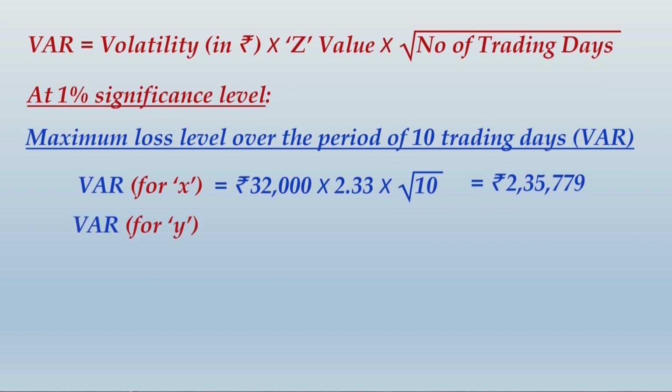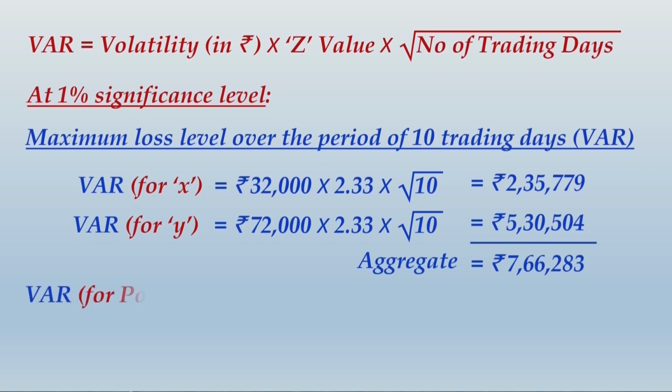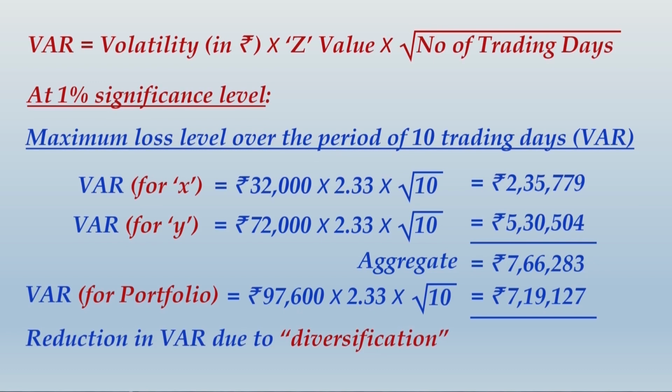2,35,779. You compute individually for stock Y, that comes to 5,30,504. Then take the aggregate of the two, which comes to 7,66,283, and the VAR for the entire portfolio, you can see it was lower than this aggregate, correct? So reduction in VAR due to diversification will be rupees 47,156. So friends, do one thing, take note of this whole thing and make sure that you are writing up this part only when specifically demanded in the question.